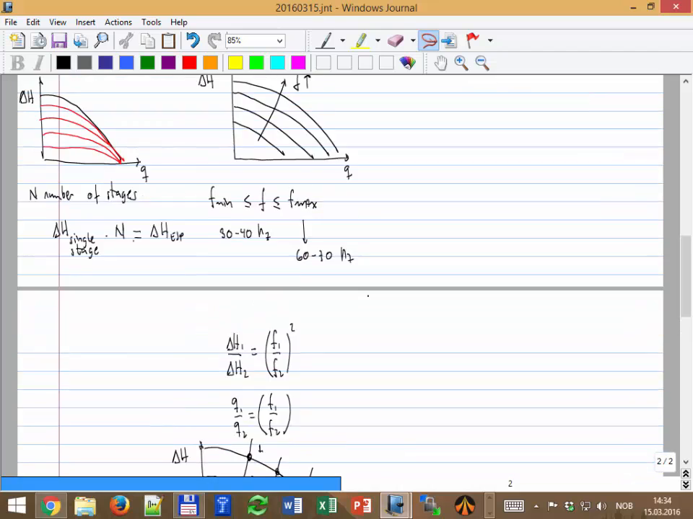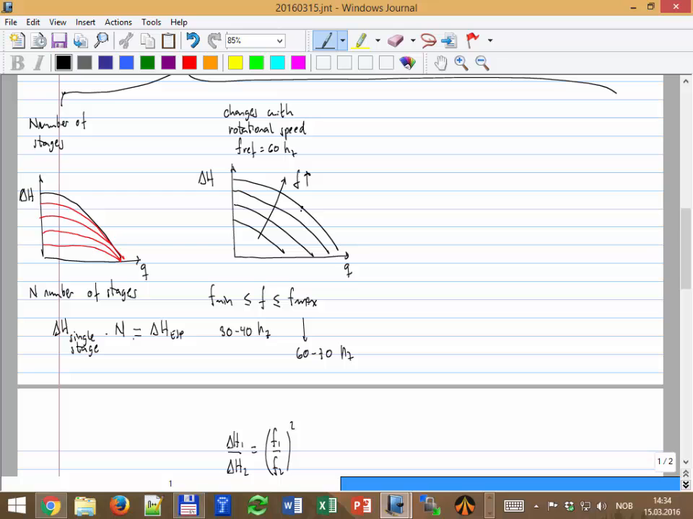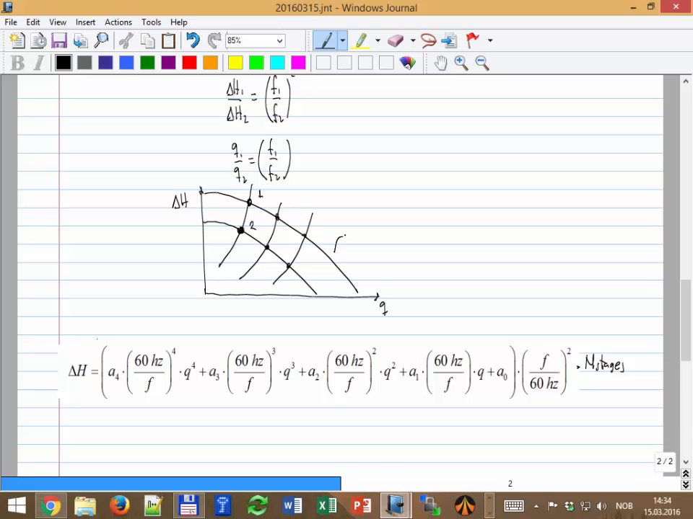Typically the maximum frequency at which it can operate is also given by the power capacity of the motor. F max is given by the motor.